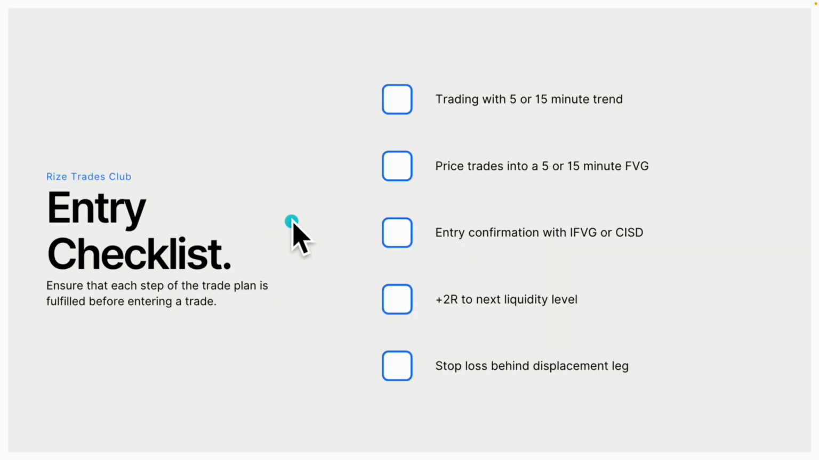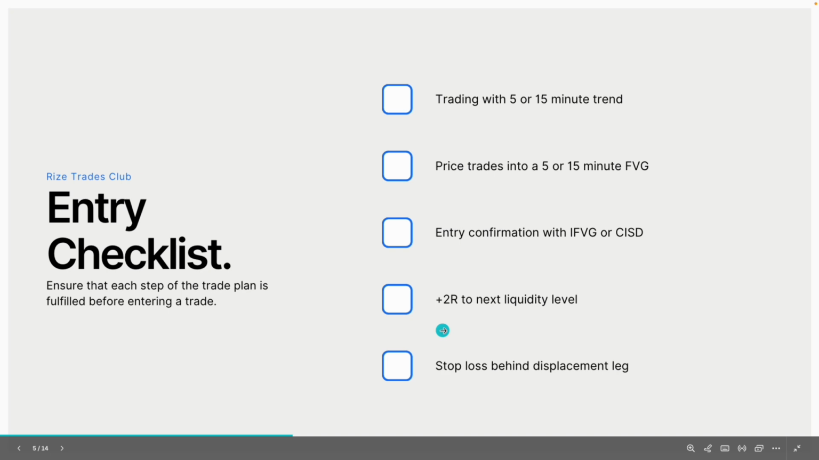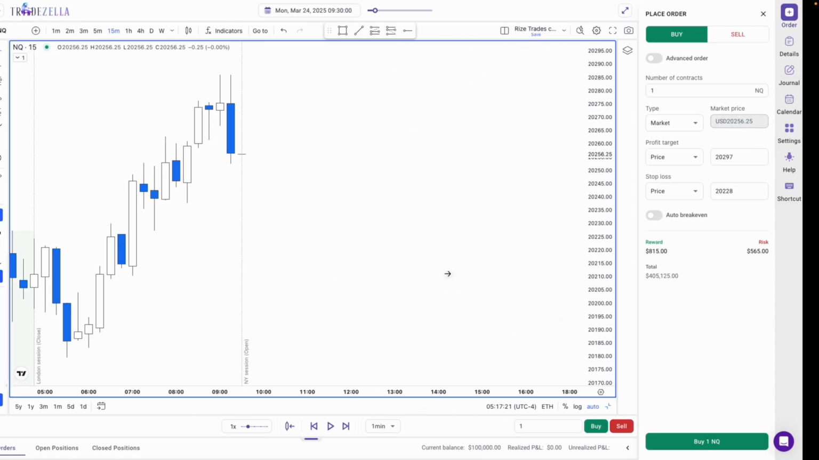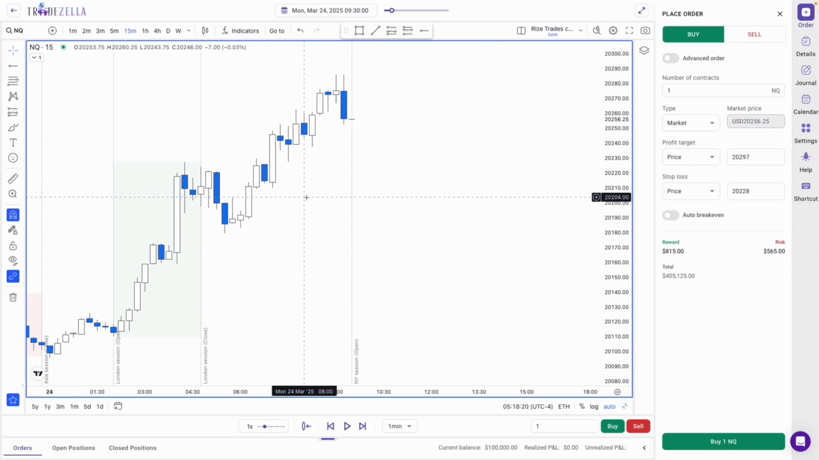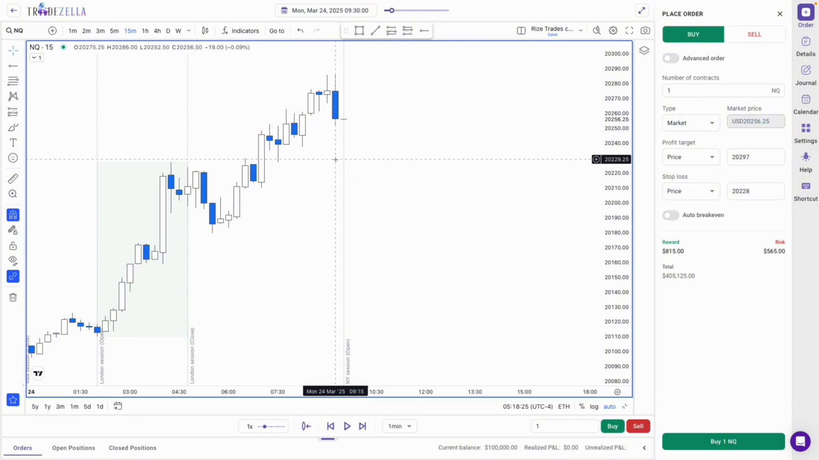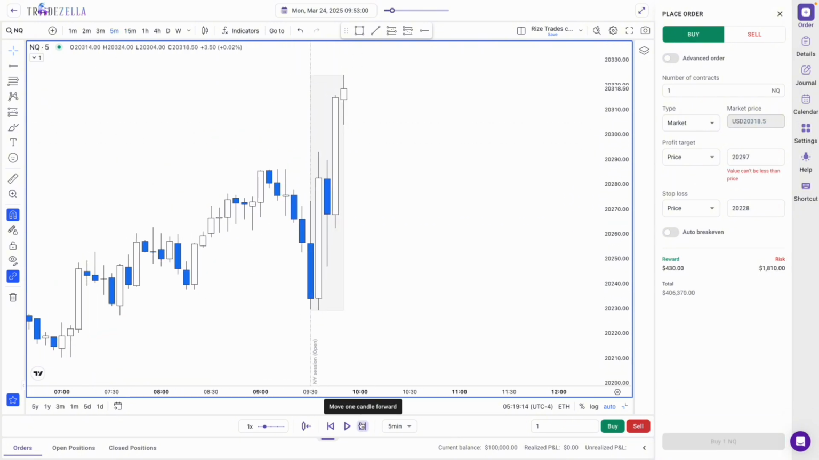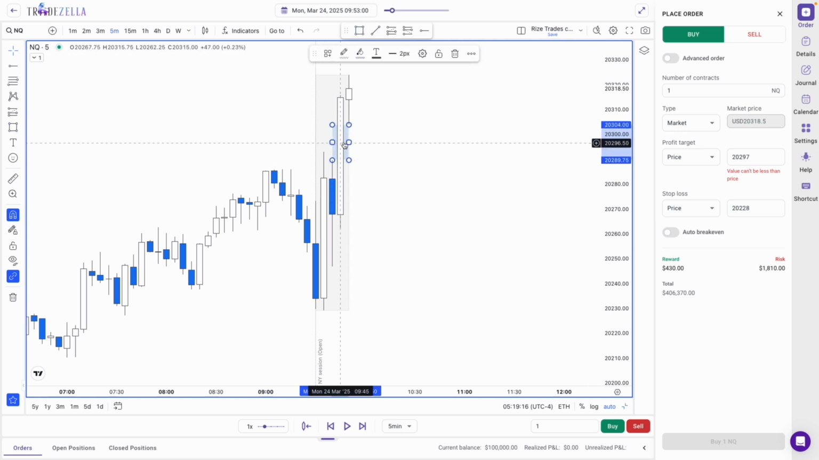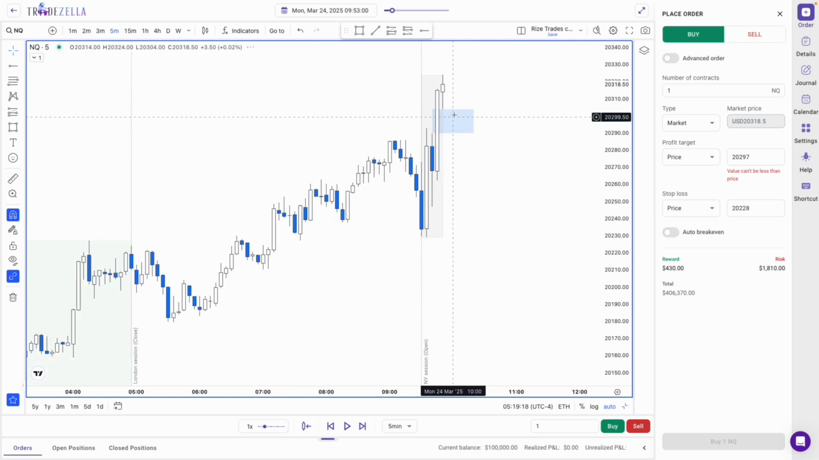Obviously, this then comes to our entry checklist, and this is what we're going to run through for each and every trade that we take. So back to this period in time here, you can see that we're not in a downtrend like the example on the trade plan, we're in an uptrend. So we're just waiting for some gaps to form at this moment. You can see that we've formed a 5-minute here. So obviously, like I said, high highs, high lows.